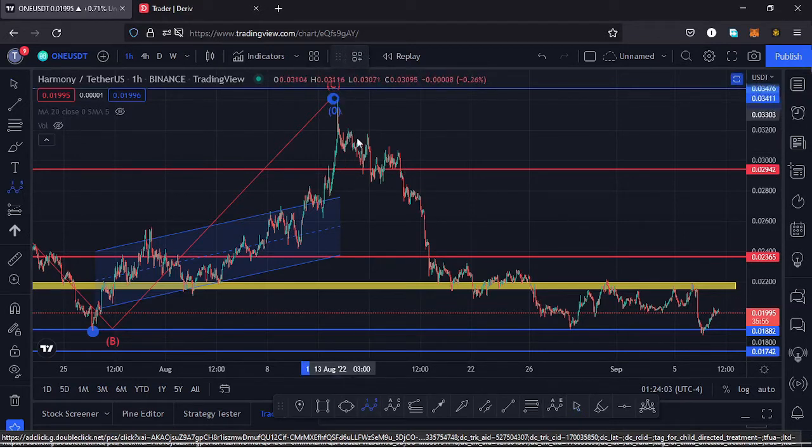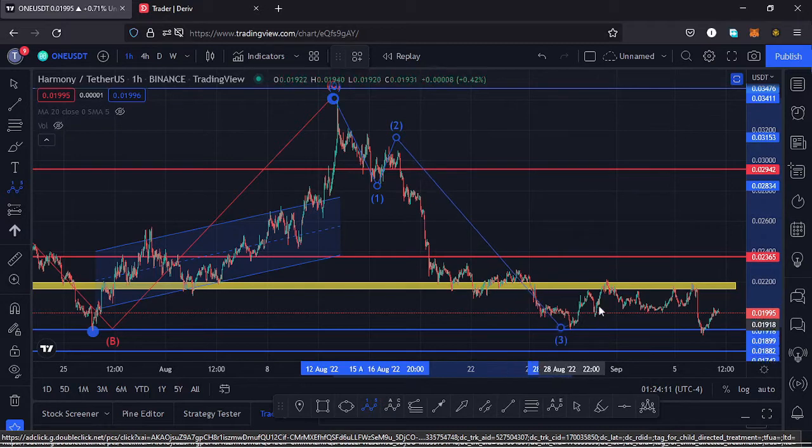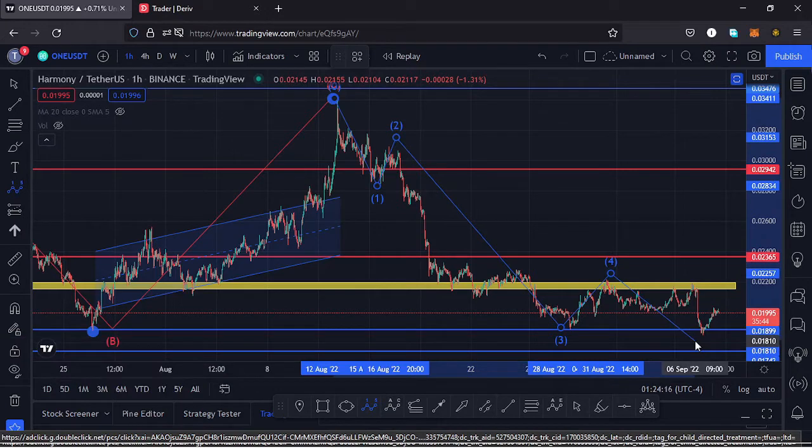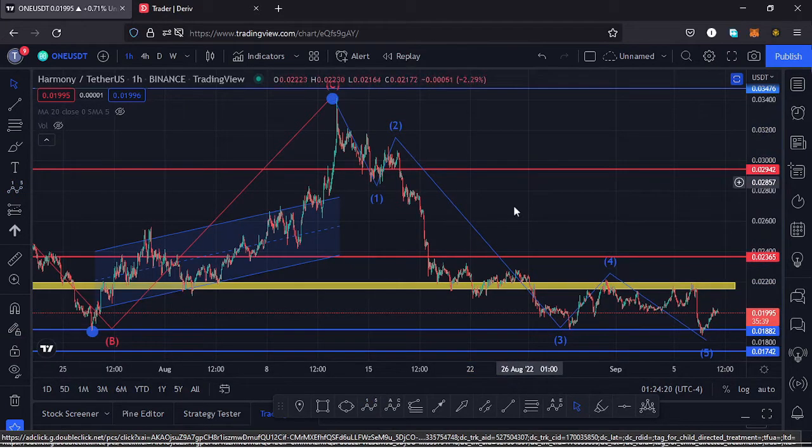We have our first wave over here, then we saw a wave 2, then continued pushing lower in the formation of a third wave right there, then a wave 4, then we continued pushing even lower in the formation of a 5th wave to the lower side, which will be completing the formation of the first wave to the lower side.